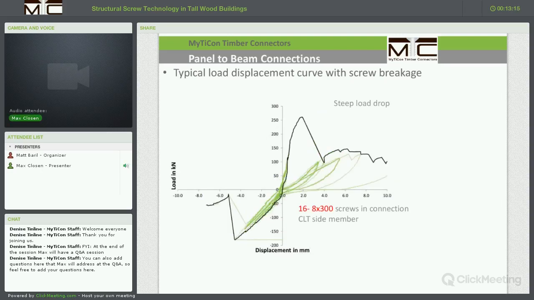For systems where we have 16 screws or 8 screw crosses in the specimen, we do see that large load drops occur. However, we do also see that we have a fairly large residual load capacity after failure occurs, and the residual load capacity here is probably still in the range of the design resistance that we have.